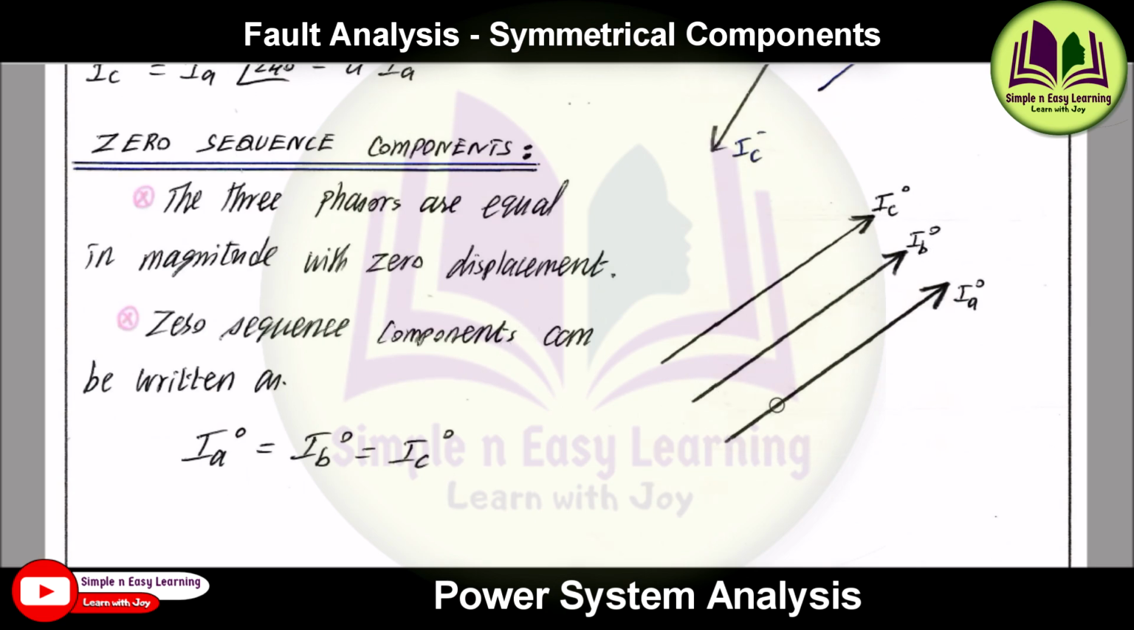Then the third one is the zero sequence component. All the phases are in phase with each other. IA, IB and IC are in phase with each other, so there is no angle difference and all the values are the same. IA naught is equal to IB naught is equal to IC naught. So these are the three phase sequence components.